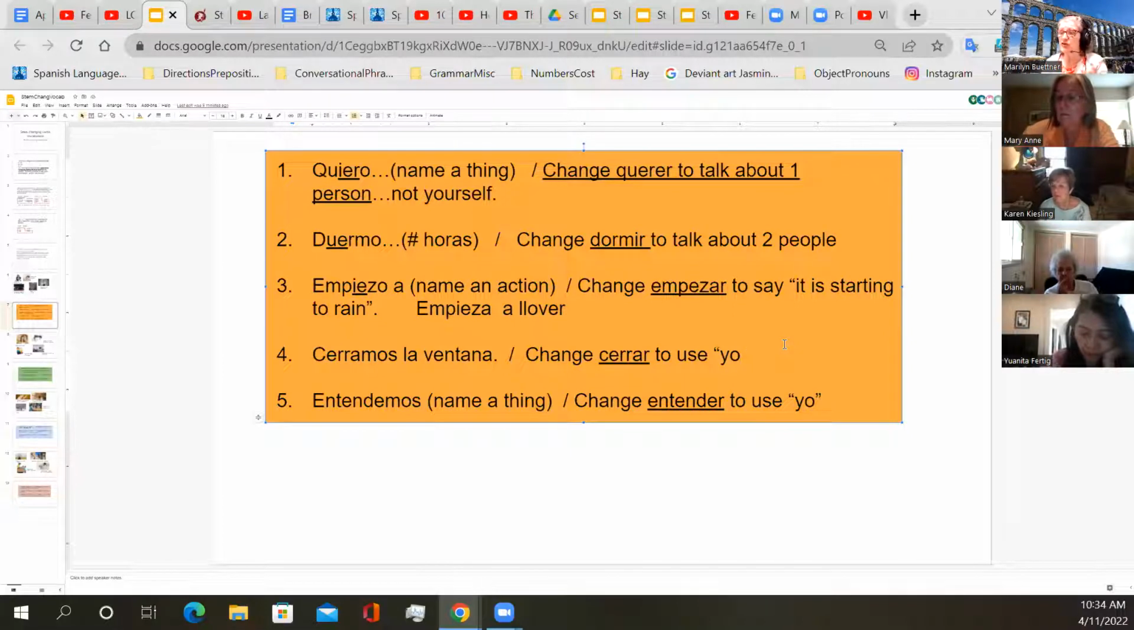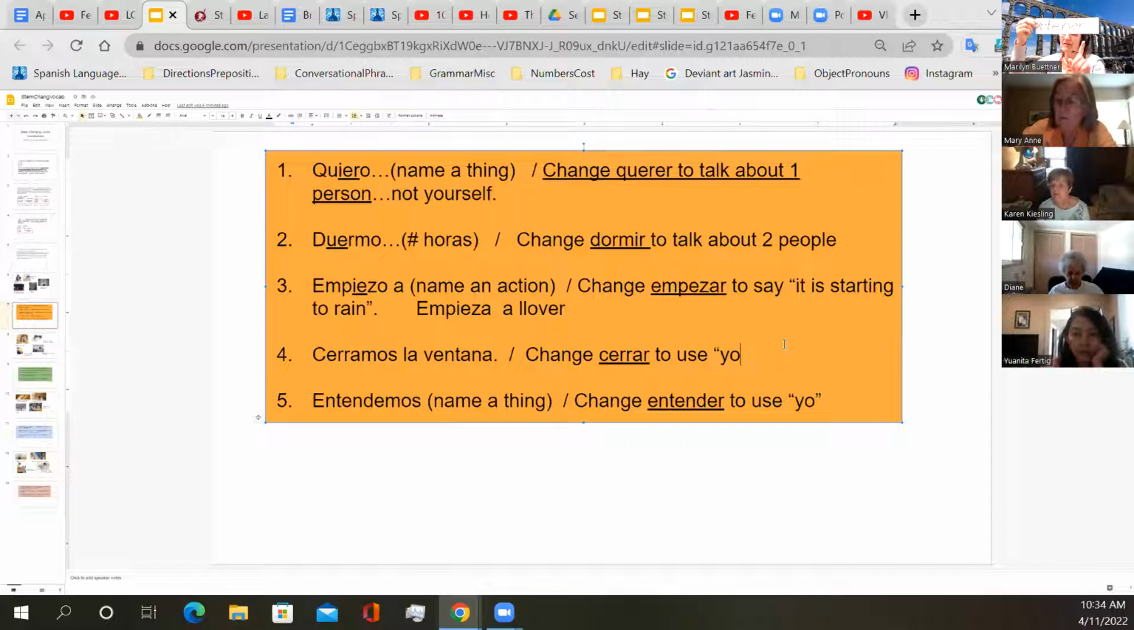Entendemos does not need a stem change, but if I want to make it, I understand, it becomes entiendo. And I have to hear that ie in the middle, right? Entiendo. Okay. A ver, bien. So these IE stem changes are exactly, guys, like what you learned with this very basic verb, tener.